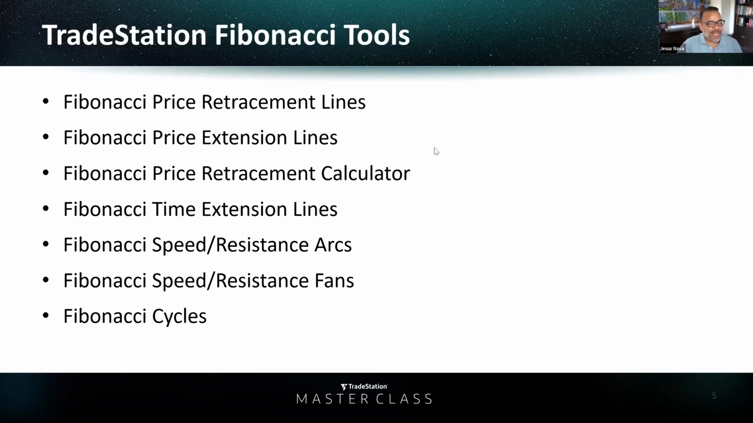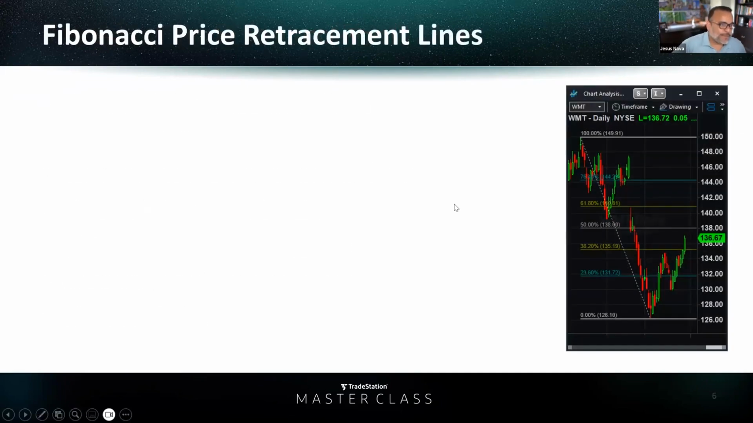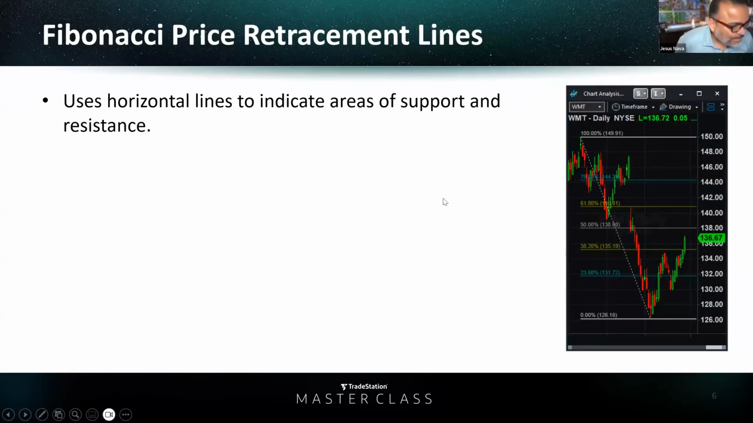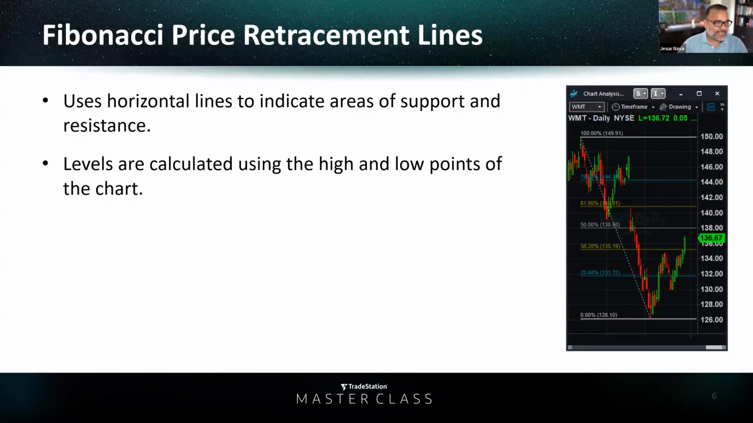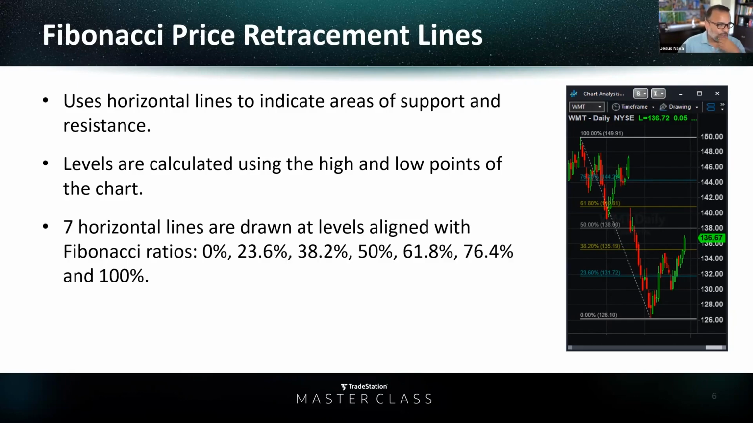So let's go ahead and take a look at the retracement lines first. Retracement lines use horizontal lines to indicate areas of support and resistance. The levels are calculated using the high and low points of the chart. These high and low points are areas that you have to identify. So you have to go from a top to a bottom, or from a bottom to a top, draw those Fibonacci lines and see how you can measure the retracements.